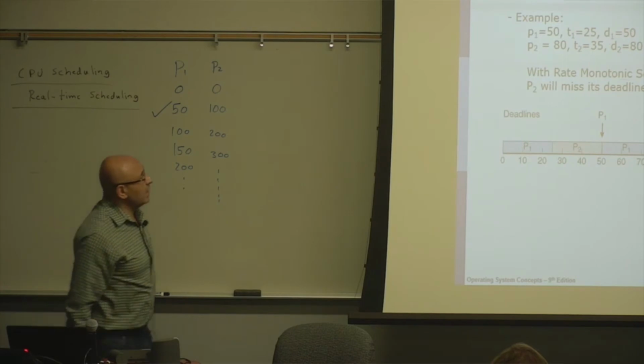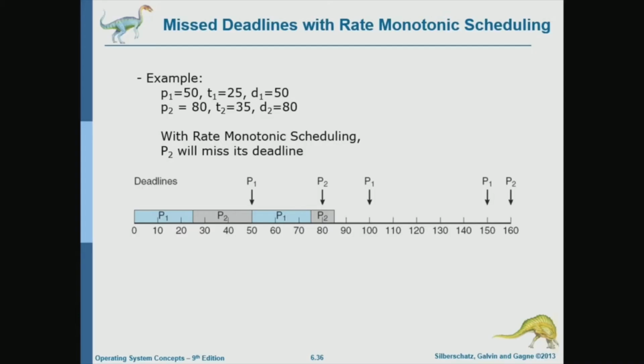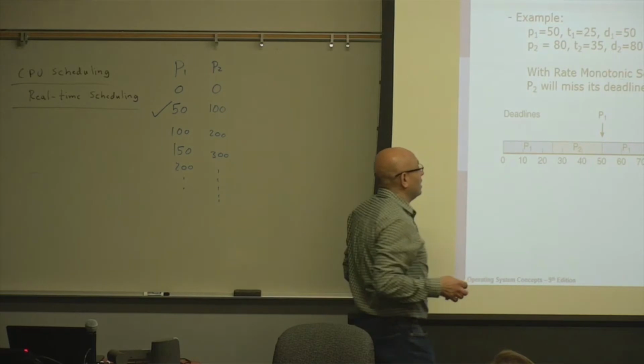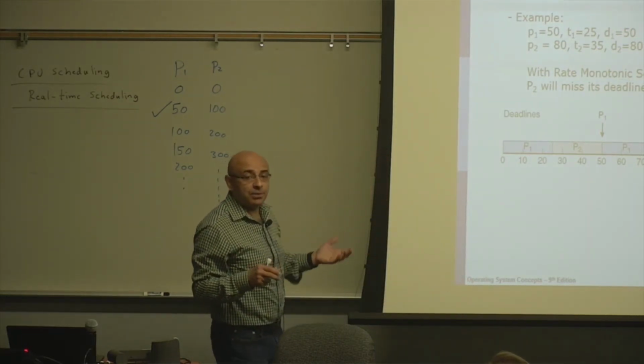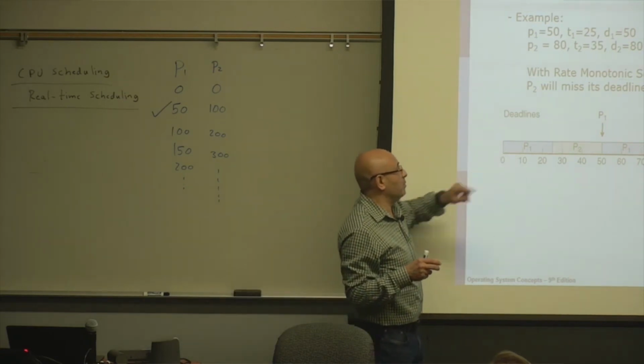So we're going to lengthen the CPU burst of P1 from 20 to 25, and we're going to shorten the period of P2 to 80. So now we have a tighter scheduling problem, and we will see whether this algorithm is going to succeed or fail. Okay, so it's going to do the same thing. At time 0, it's going to say, okay, I have P1 and P2, and P1 has a shorter period.